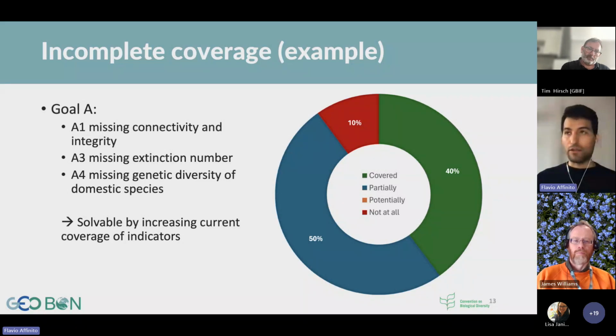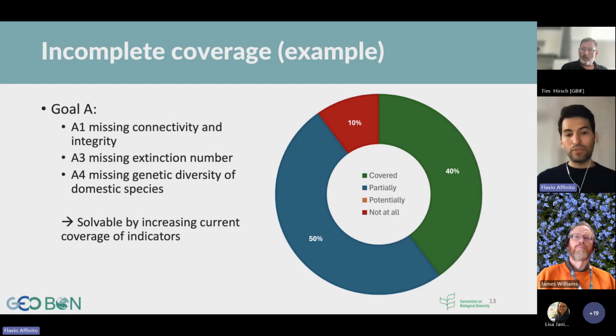In the case of headline 3, we do have information on the extinction rate. That is what headline A3 measures, but not on the number of extinctions or extinction risk, even though that could be calculated from the same data that A3 uses. So again, here there's an opportunity to increase the coverage of A3, reusing the same data and improving coverage of goal A. And finally, for A4, we've got an indicator that tracks genetic diversity of wild species, but hasn't been really expanded to include enough different taxa, enough different species, and tested in enough regions of the world to really confidently say that it is able to track the genetic diversity of domestic species.